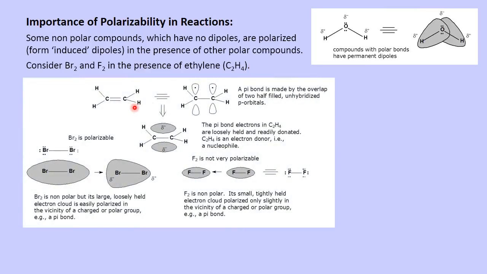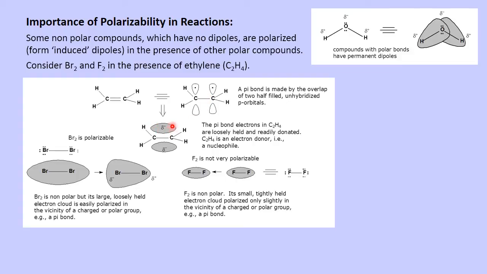So here's the structure of ethylene. It's got a double bond made of a sigma bond, overlap of carbon's sp2 hybridized orbitals directly between the nuclei of the carbon. That's the strong sigma bond. It also has a pi bond made by the overlap of the unhybridized 2pz orbitals of carbon above and below the sigma bond plane.